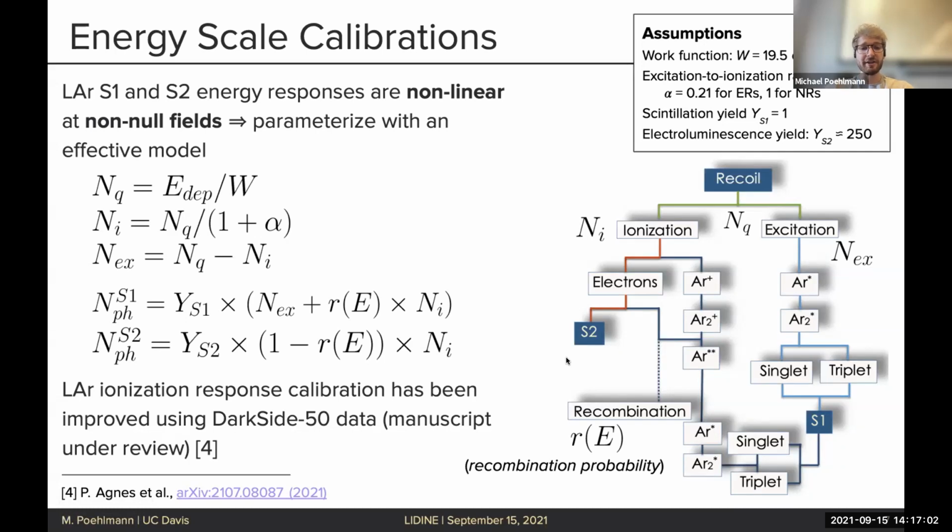So we've recently updated this calibration using data from DarkSide-50. And so this paper is also currently under review. So please do take a look at that as well.